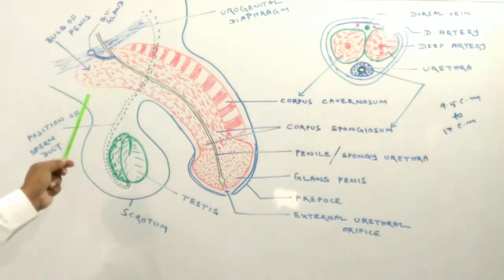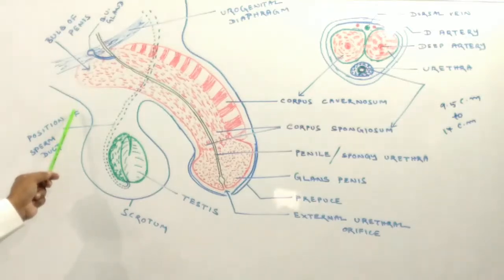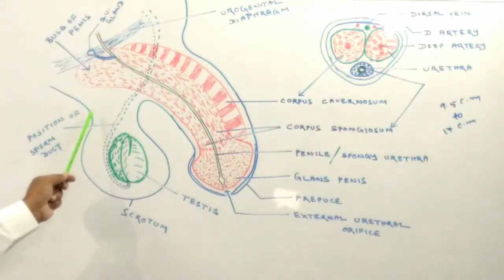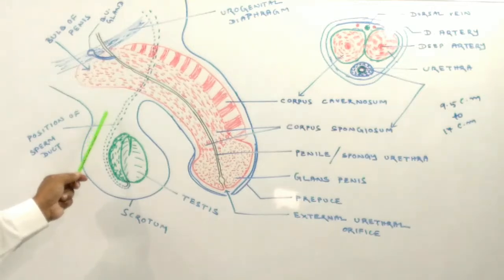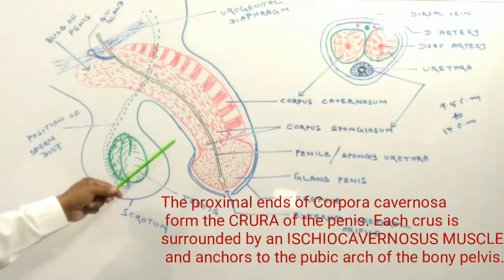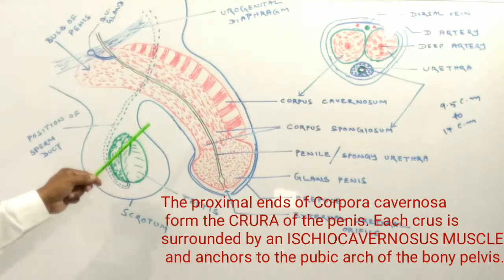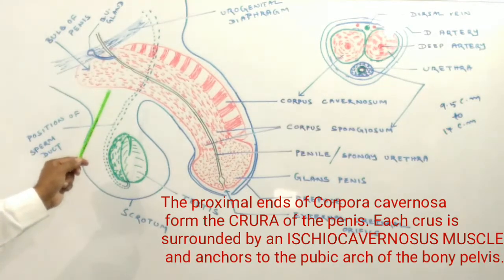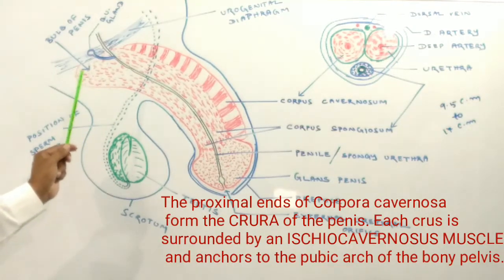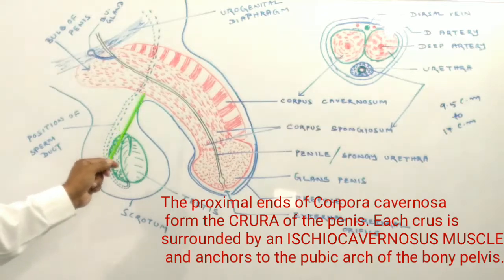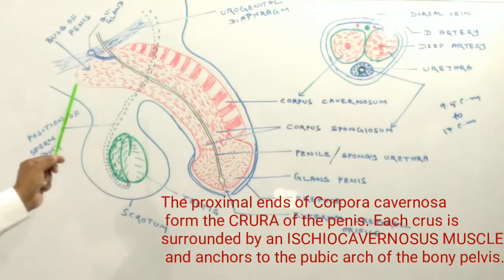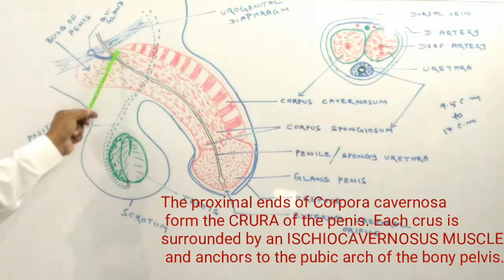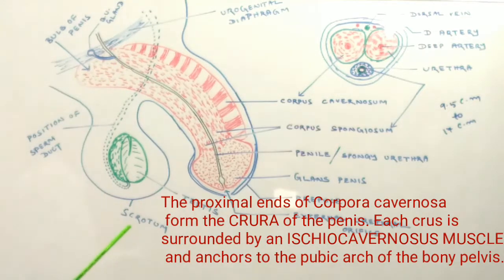The paired dorsal erectile bodies are called corpora cavernosa, which make up most of the penis. Their proximal end forms the crura of the penis. Each crus is surrounded by the ischiocavernosus muscle and anchors to the pubic arch of the bony pelvis. So this is the structure of the penis.